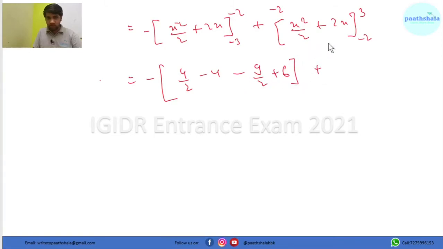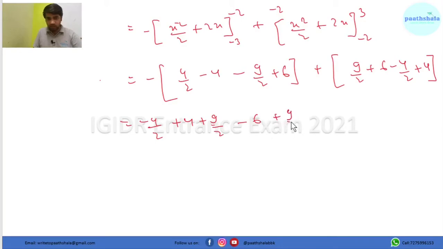Now if I take a look at this expression, when you put 3, this will come out to be 9 by 2 plus 6, and then minus 4 by 2, then you put minus 2, giving minus minus 4, so this will come out to be plus 4. Okay, now solve this expression. This is minus 4 by 2 plus 4 plus 9 by 2 minus 6, and plus 9 by 2 plus 6 minus 4 by 2 plus 4.